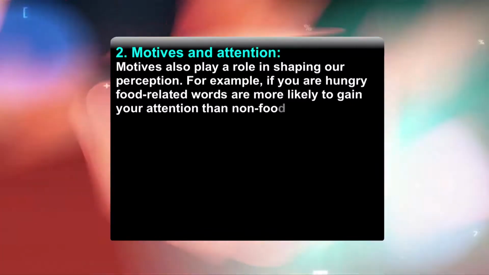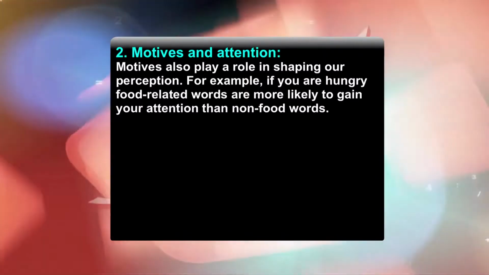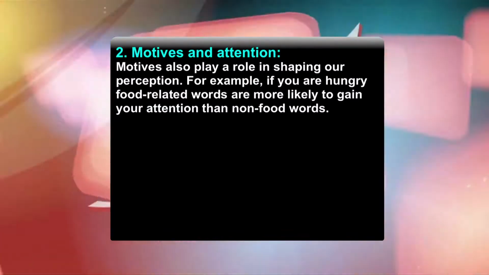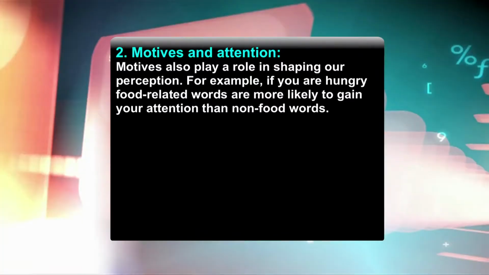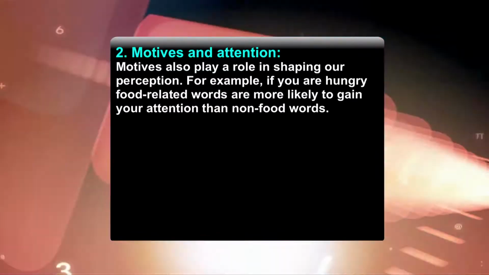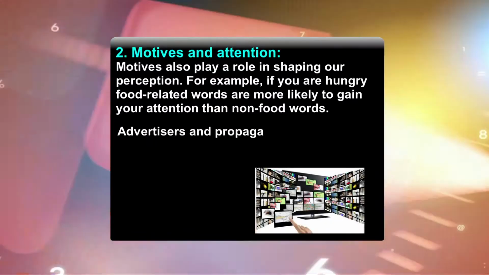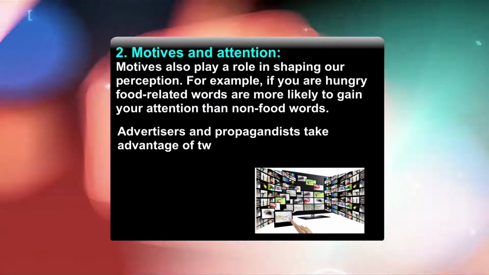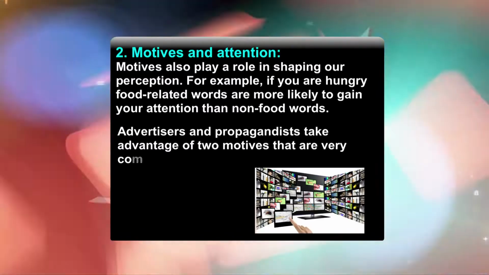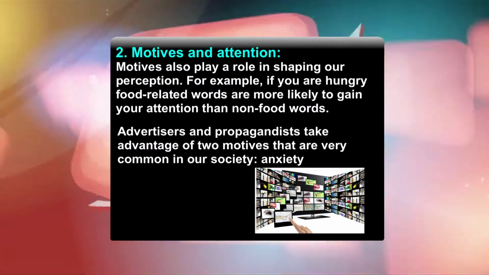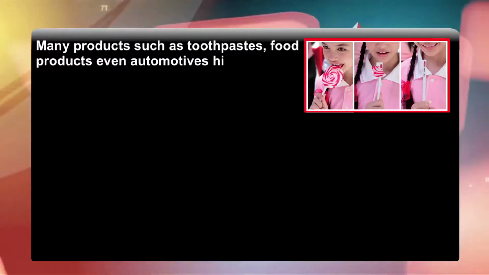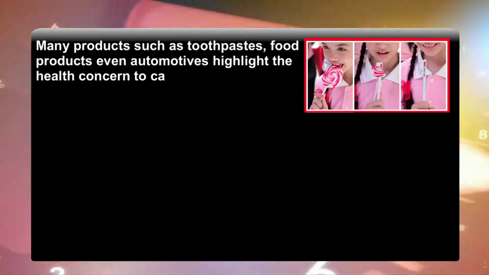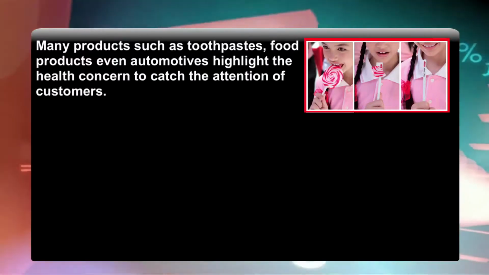Motives also play a role in shaping our perception. For example, if you are hungry, food-related words are more likely to gain your attention than non-food words. Advertisers and propagandists take advantage of two motives that are very common in our society: anxiety and sex. Many products such as toothpaste, food products, even automotives highlight the health concern to catch the attention of customers.